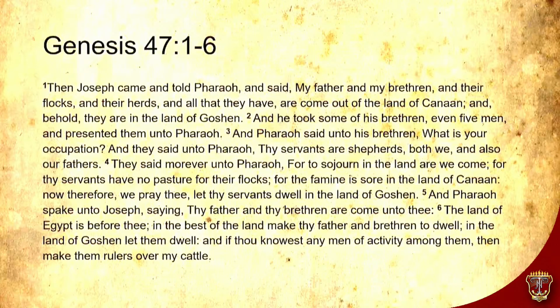The book of Genesis chapter 47 and verse 1. Then Joseph came and told Pharaoh and said, My father and my brethren, and their flocks, and their herds, and all that they have are come out of the land of Canaan. And behold, they are in the land of Goshen.